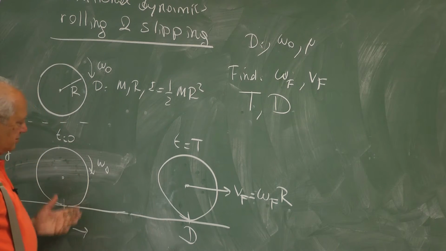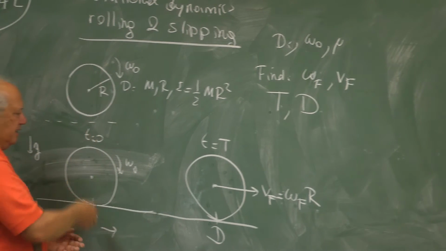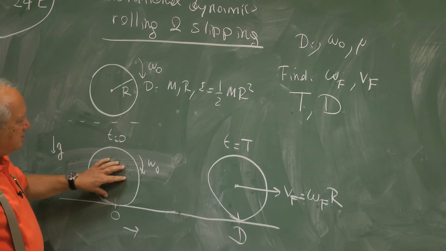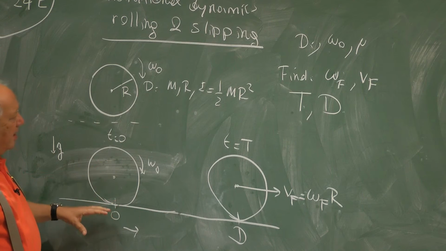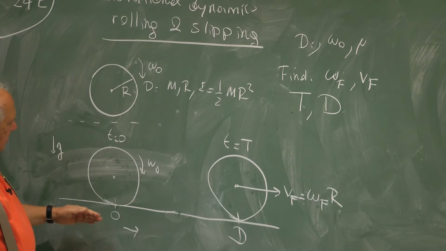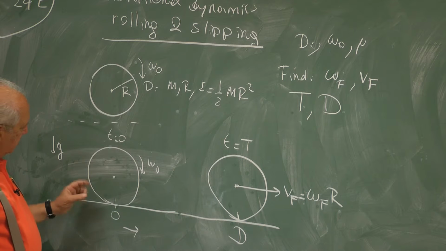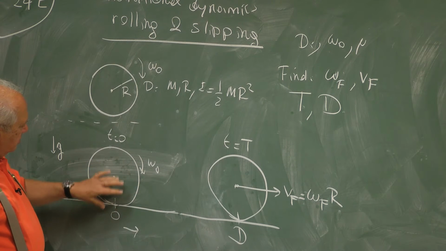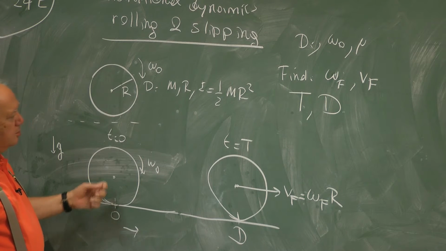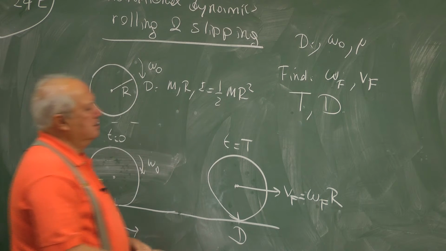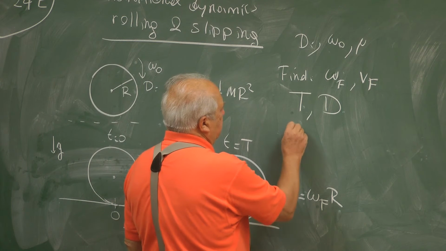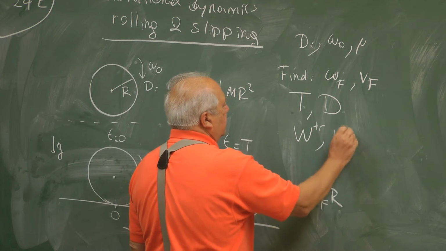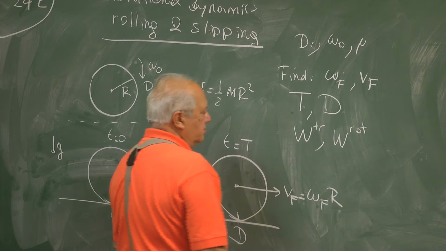And what about the work done by the friction force? Because this thing is not going up and down, gravity doesn't do any work. So the only force that does work is friction. And friction is pushing this object to the right, but it's also applying a torque. So it's making translational work and work in the rotational motion.